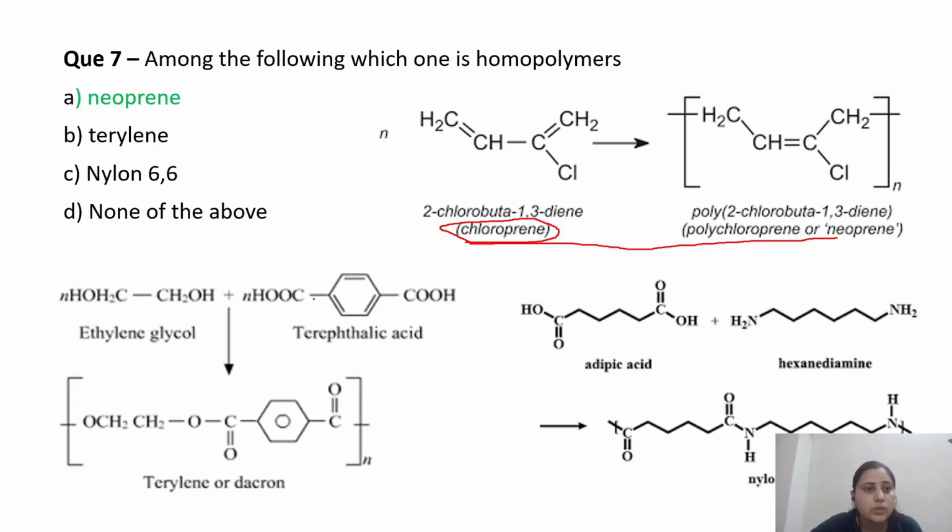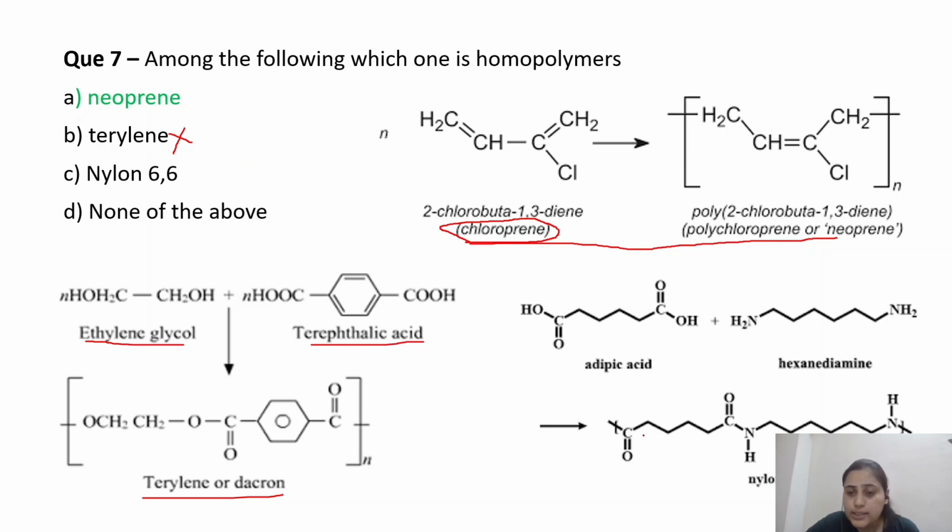But in the case of Terylene, as we can see in the structure, two monomeric units, ethylene glycol and terephthalic acid, combine and polymerize to form Terylene, which is also known as Dacron. So it cannot be a homopolymer because it is a copolymer, not made from a single monomeric unit but from two monomeric units.